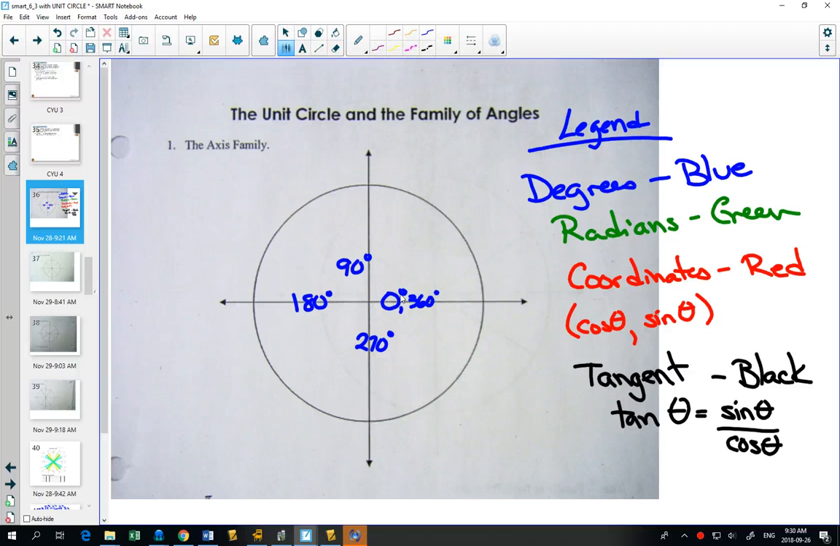And right beside it, or right above it, we're going to do radians. So 0 and 360 is like having 0 and 2 pi. 180 degrees is pi radians. 90 degrees is pi over 2 radians. And 270 degrees is 3 pi over 2 radians.